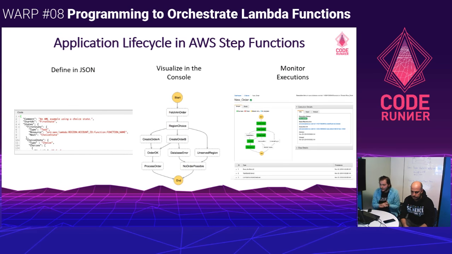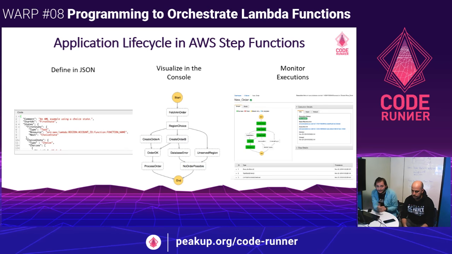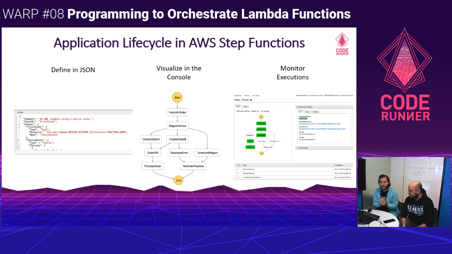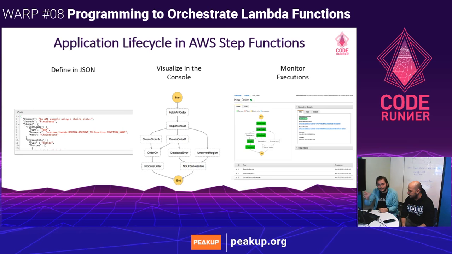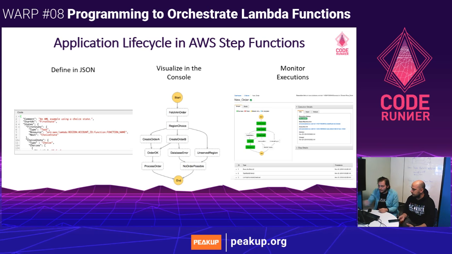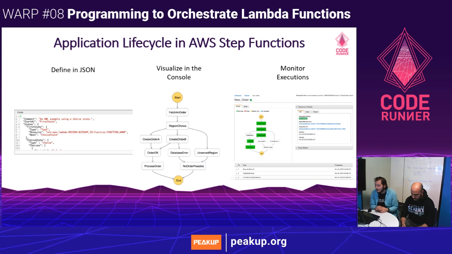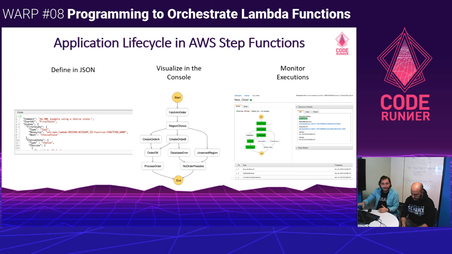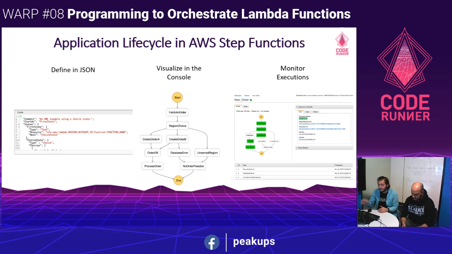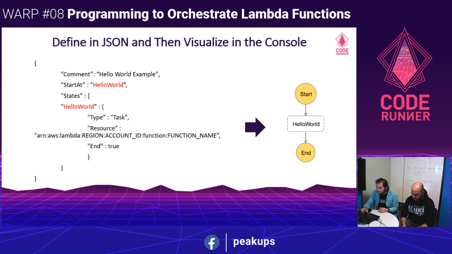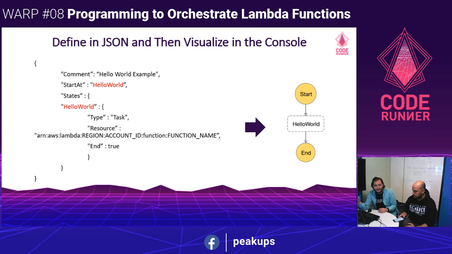So you first define JSON that tells the Step Functions service how it will create the workflow for it, and you can see the visualized workflow in the console, and you can see every execution and every step, whether it failed or not, in the monitor. And that JSON looks like this.